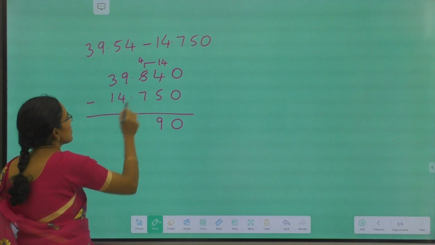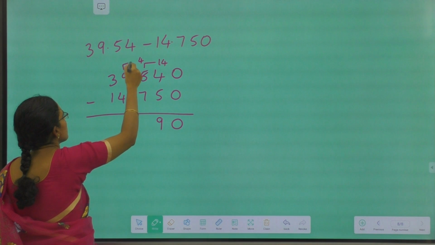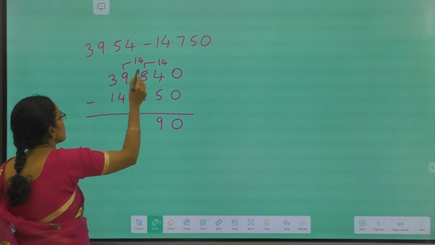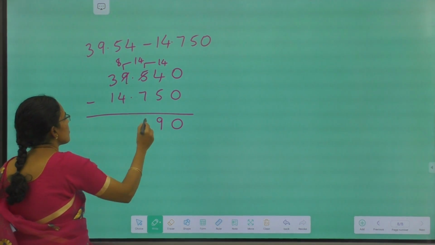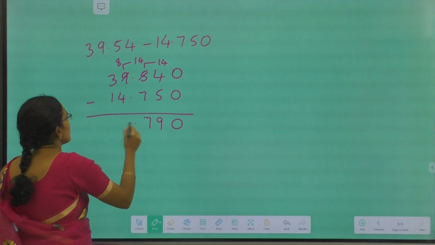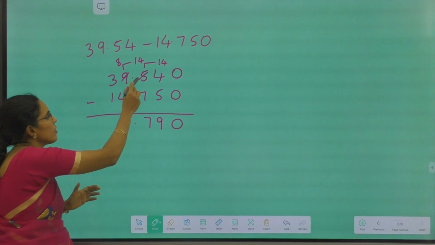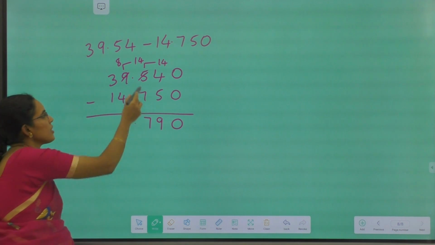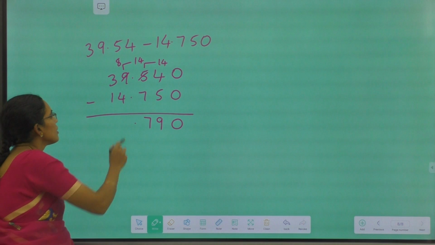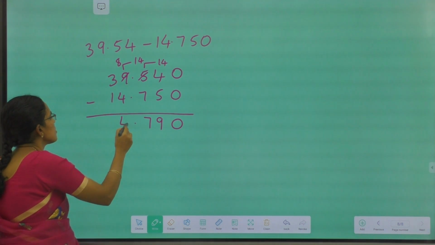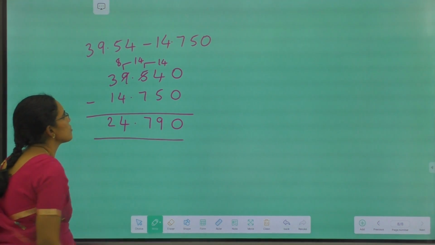Now 4 minus 7, again we cannot subtract. Borrowing again from ones, it is 14. 14 minus 7. Now this 9 becomes only 8. 14 minus 7 is 7. Okay, we are borrowing one more; 1 is nothing but 10 tenths. 10 tenths plus 4, 14 tenths minus 7 tenths gives 7. Now 8 minus 4, difference is 4. Now 3 minus 1, 2. In this way we should subtract.